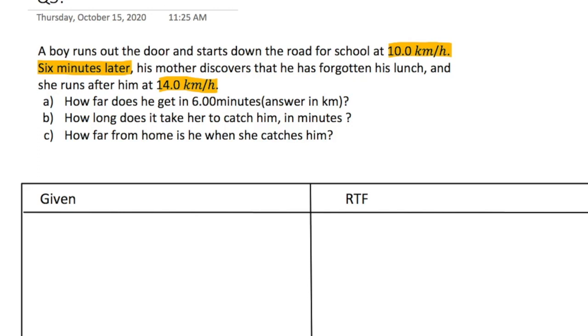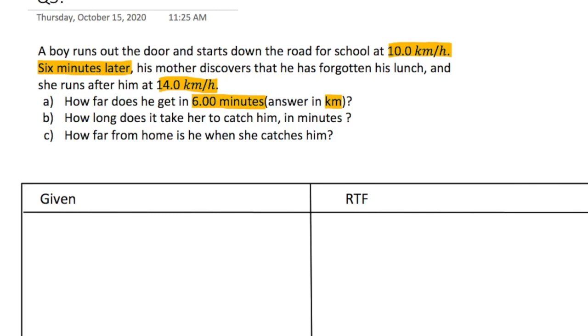Then there's a 6-minute delay, and then mom heads out after him. So how far does he get in 6 minutes? I also put a little space in there. And we want the answer in kilometers. All right, so as you can see, what I'm doing here is highlighting the given information in one color, and then I'll highlight what we're asked to find in another.